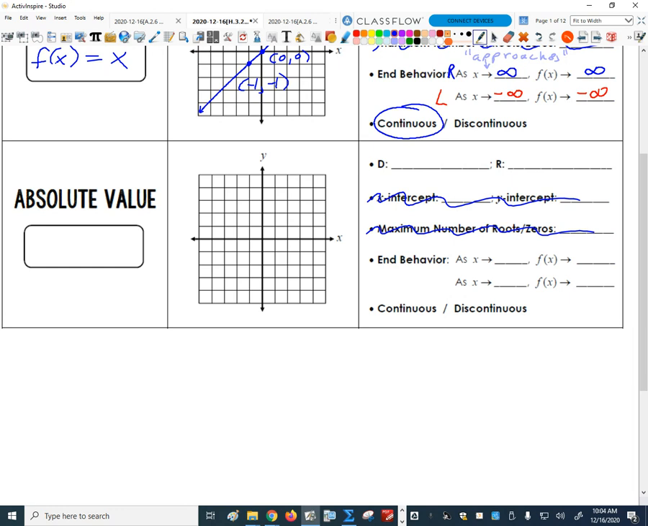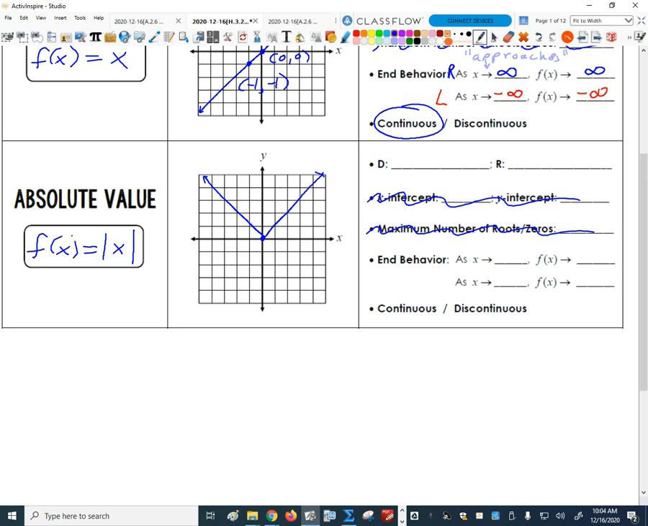Okay, absolute value. So our function here is going to be f of x equals the absolute value of x. First of all, what does that look like? Here's the picture of an absolute value graph. An absolute value graph is a V. The vertex is at the origin. The right leg has a slope of 1, and the left leg has a slope of -1.